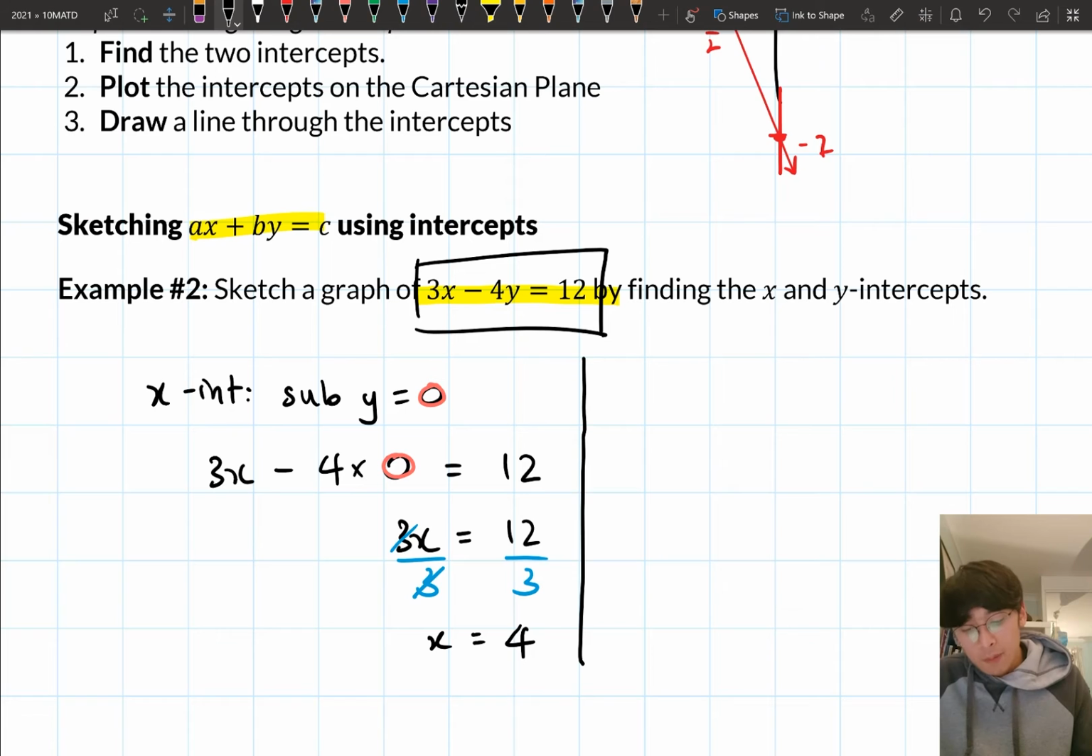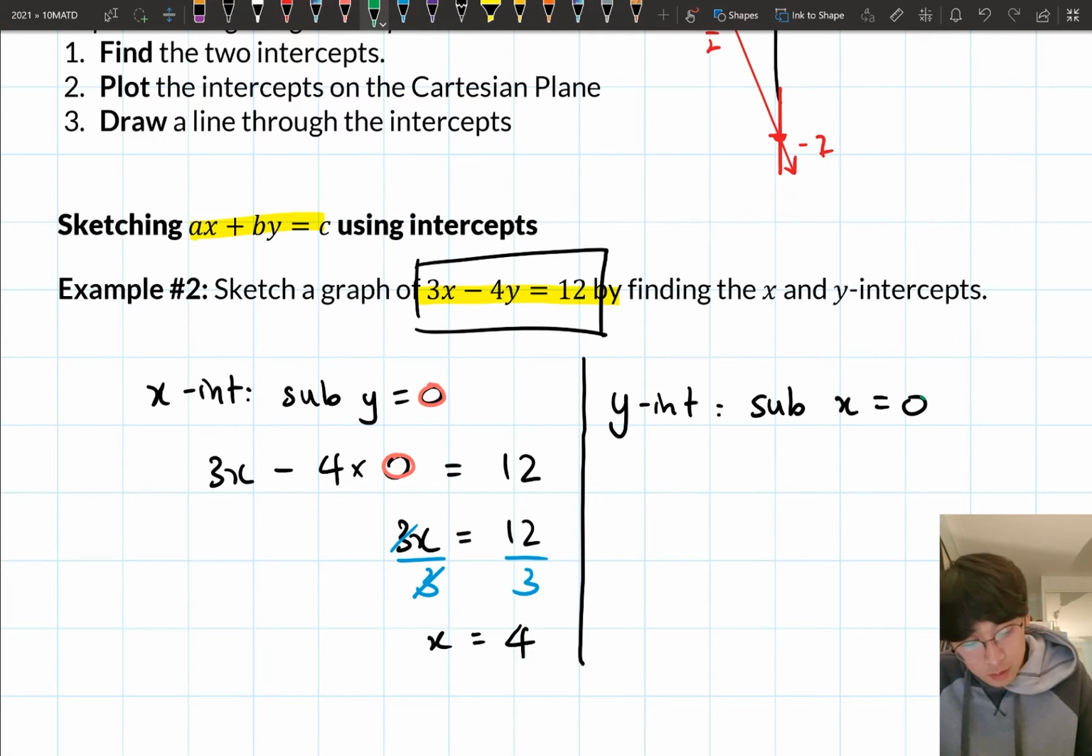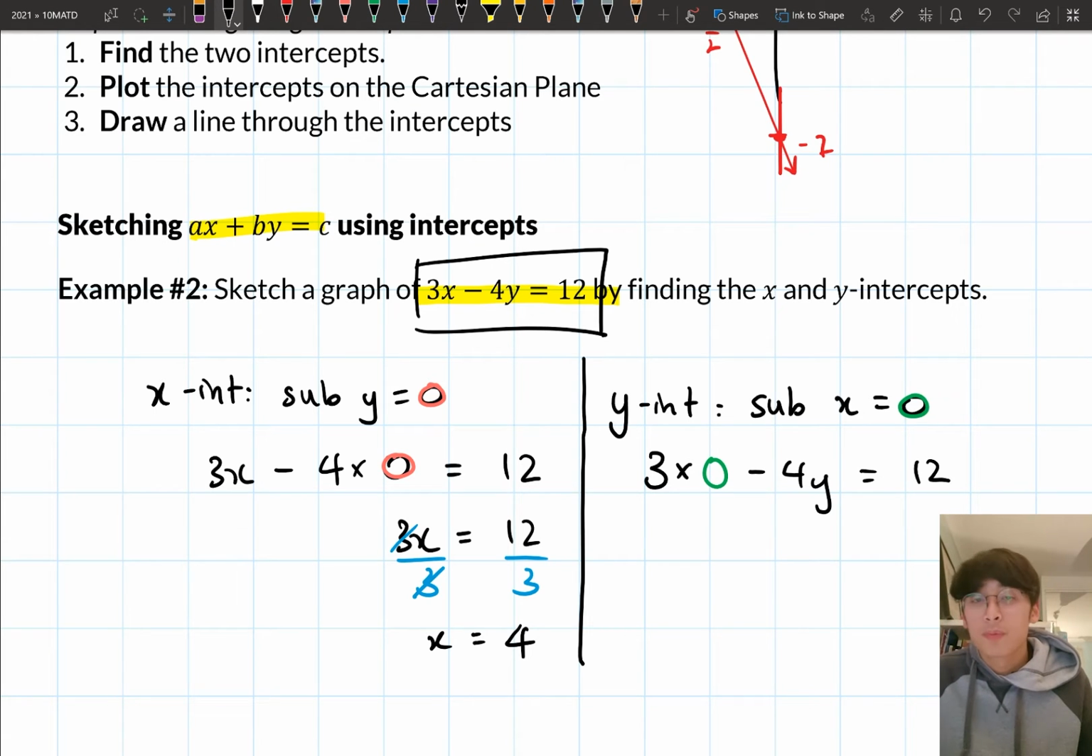I also need to do the same thing for my y-intercept. Now this time, when I find my y-intercept, instead of substituting y is equal to 0, I'm going to sub in x is equal to 0. So here, I'm going to substitute x is equal to 0. And so I'm going to look at my rule again. I've got 3x minus 4y is equal to 12. So this becomes 3 times 0, because I'm replacing x with 0, minus 4y is equal to 12. Now 3 times 0 is going to leave me with 0. And here I still have this minus 4y. That minus is still there. So we've got minus 4y is equal to 12.